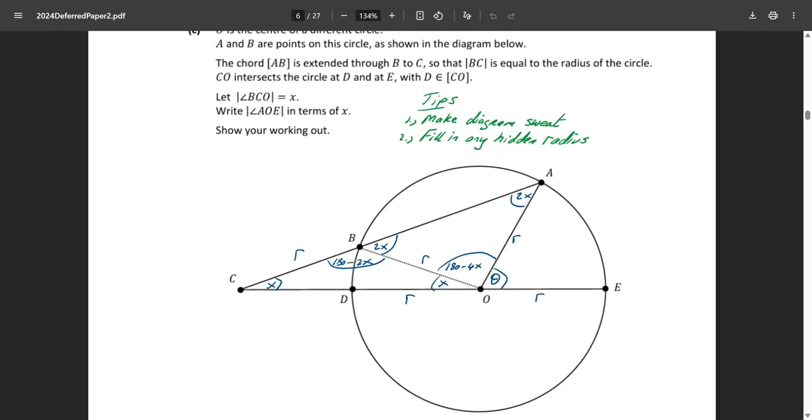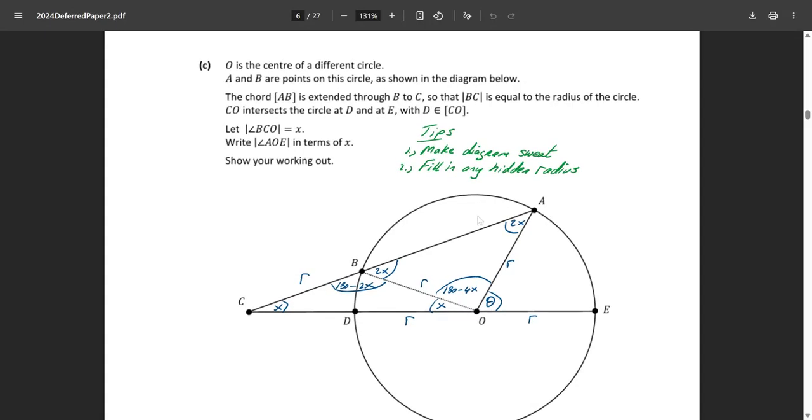Now we're told certain things. Again, make the diagram sweat is the tip here, we've done this in other questions, and fill in any hidden radius. My instinct for these questions, and it should be yours after a bit of practice, is whenever you see a radius, fill it in. From O to A is clearly a radius, so mark it R. Here's a radius from O to B, mark it R. And straight away you see something. That's now an isosceles triangle. You wouldn't see that if you hadn't followed this tip. Which means those two angles are the same. That's a theorem from junior cycle: if those two sides are the same, those two angles are the same. We'll come back to those later.